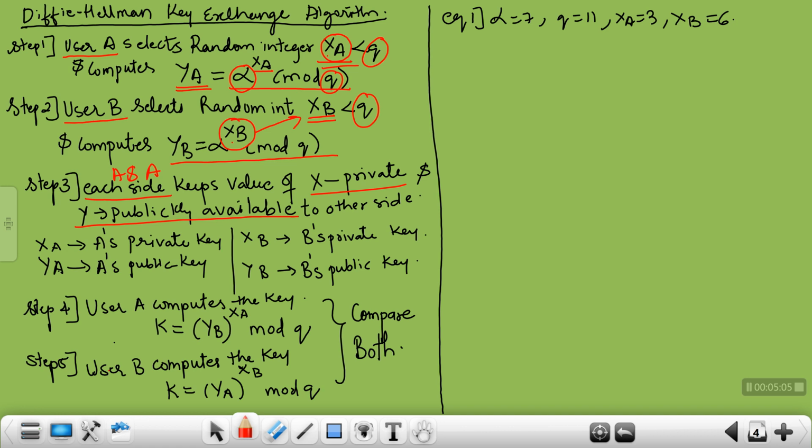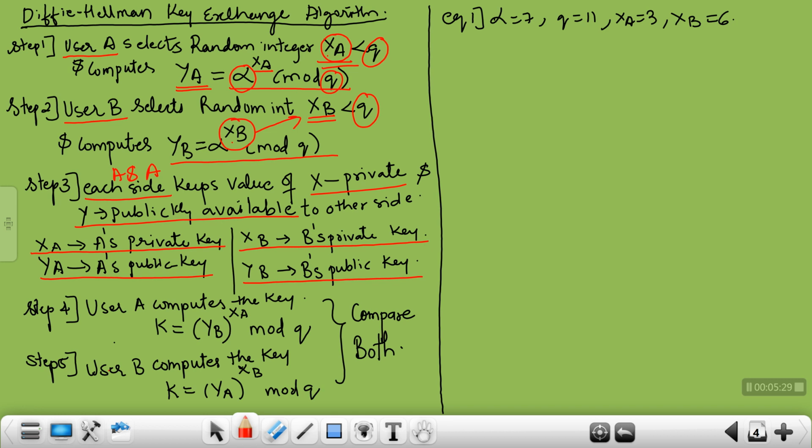So that public values are known. For example, the public key of A is known to B, and the public key of B is known to A. In general, they are public in nature. So that is what I have written. XA is A's private key, and YA is A's public key. Similarly, XB is B's private key and YB is B's public key.